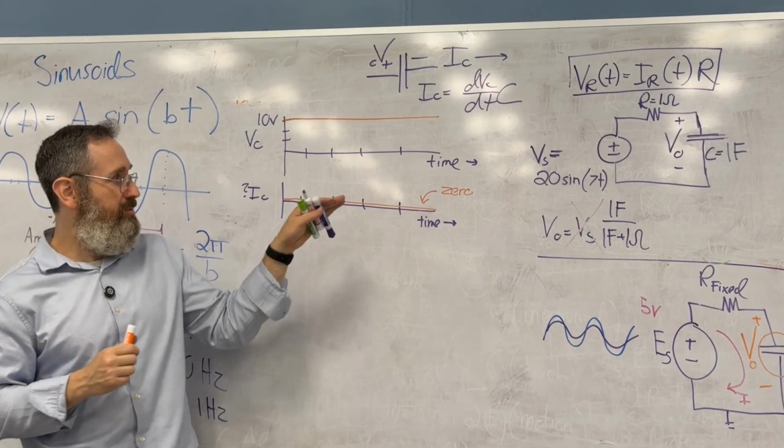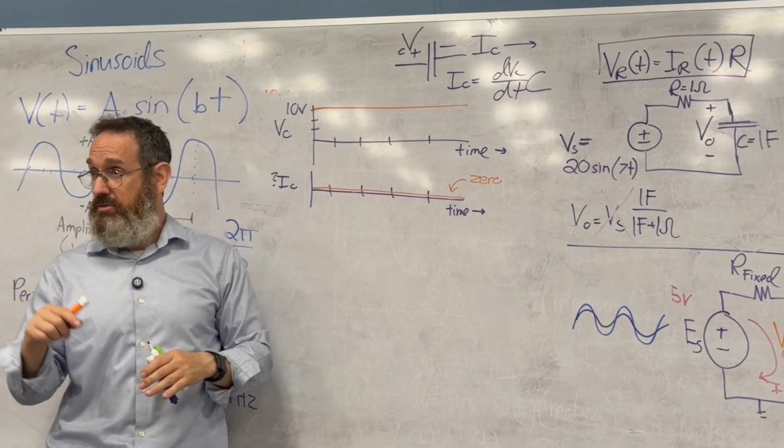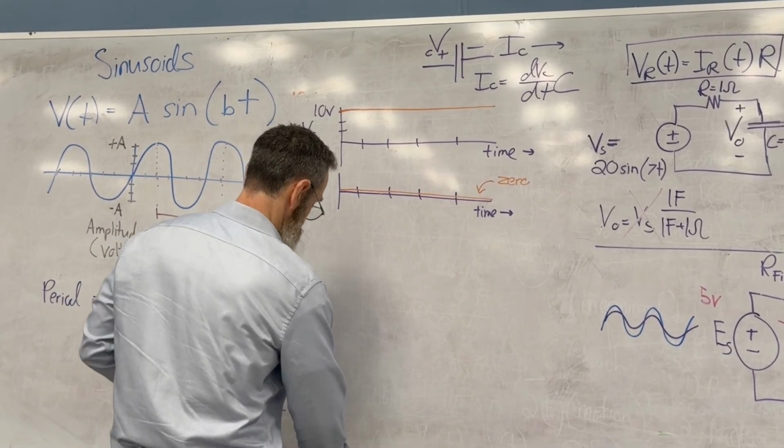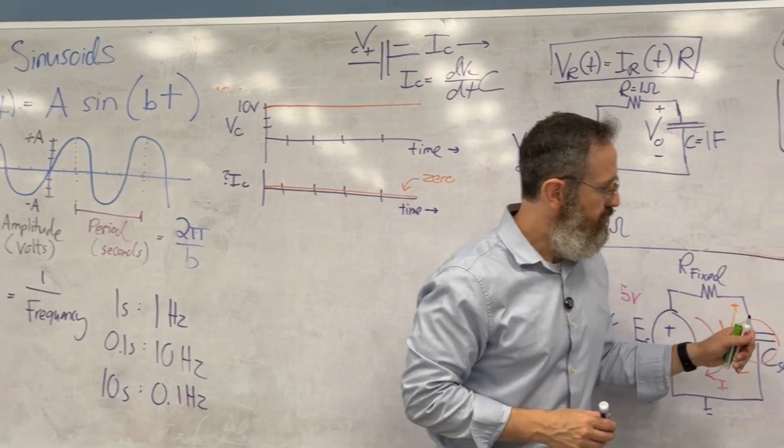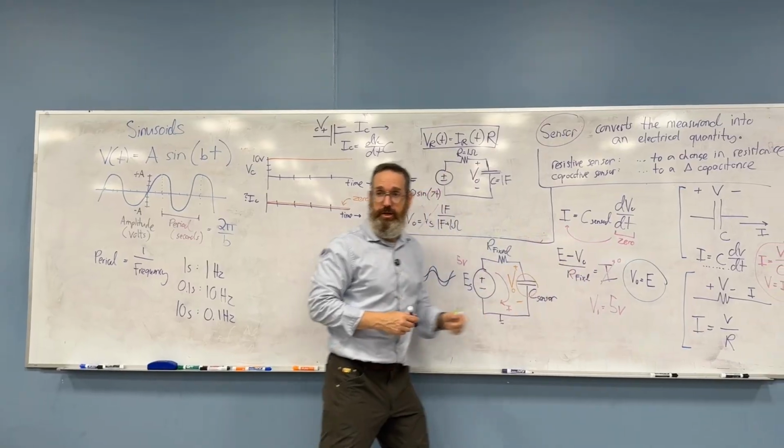All right? But that wasn't true for a resistor, was it? It was a little different. And that's something we talked about before, right? So we talked about before that this is 0.